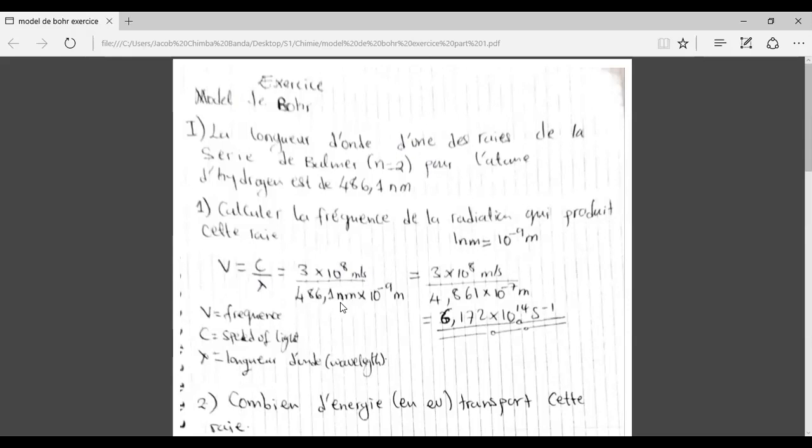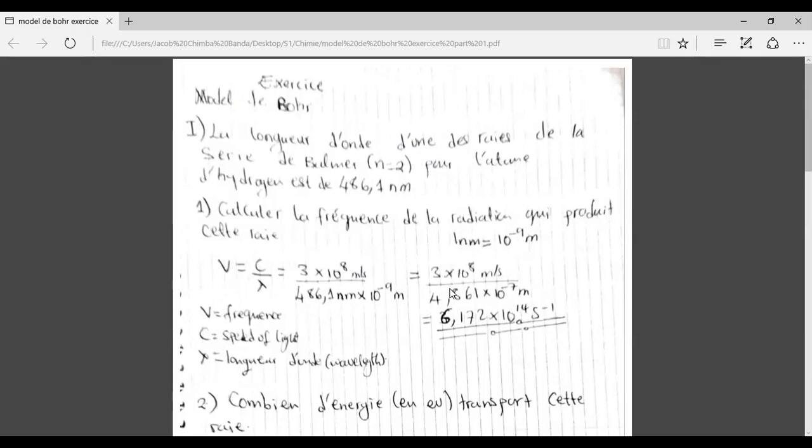So you should always be changing nanometer to what? To meter when you're calculating velocity. You should always know that 1 nanometer is equal to 10 to the power negative 9 meter. So which means that 486.1 nanometer is equal to X. So I have to change 486.1 nanometer to meter. When I change it to meters, I'll have 4.861 times 10 to the power negative 7 meters.